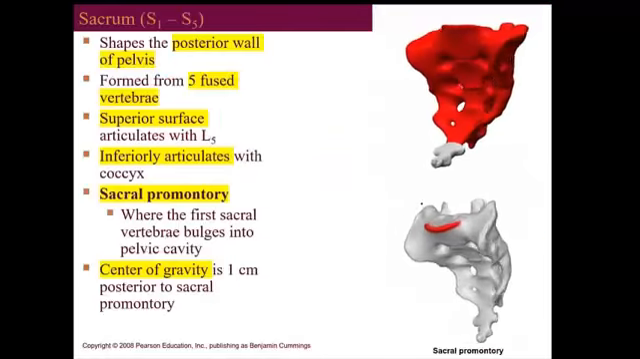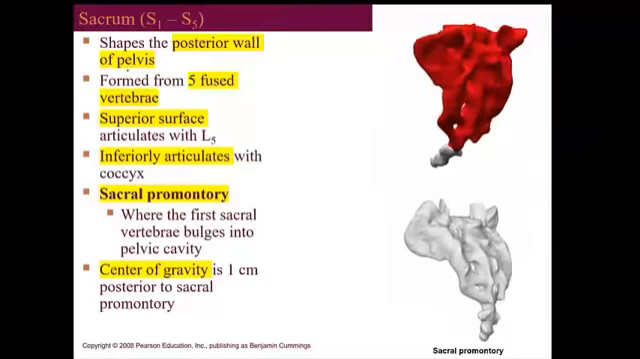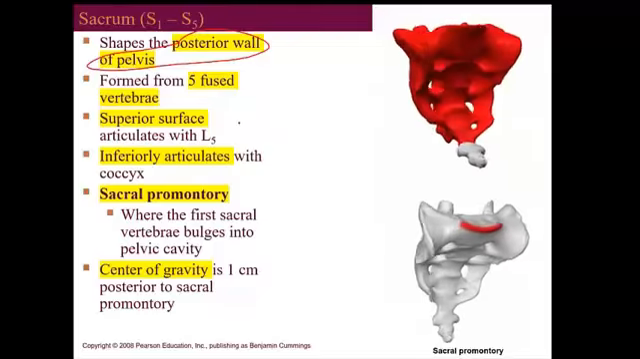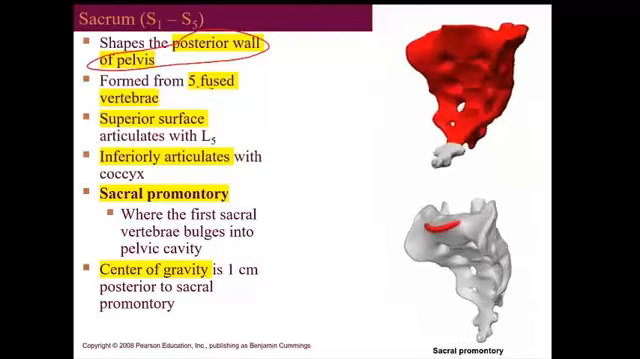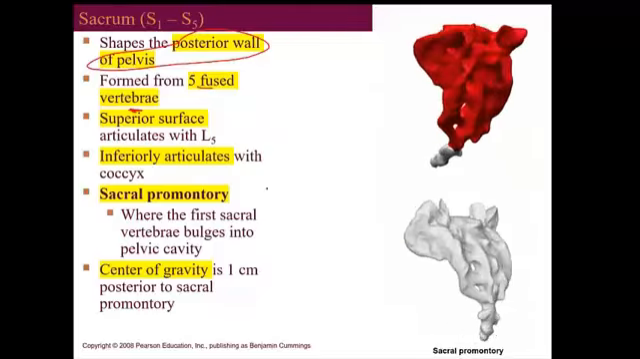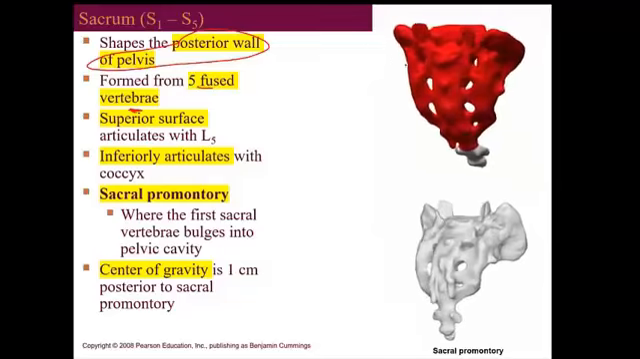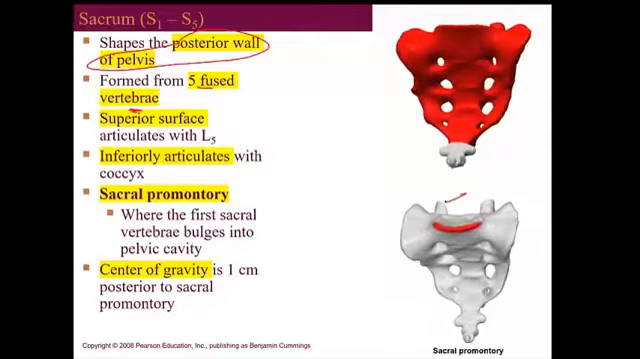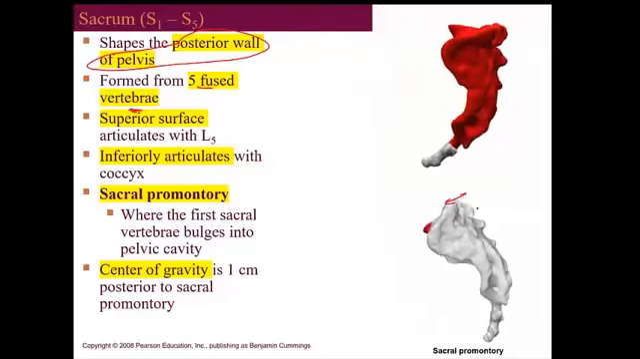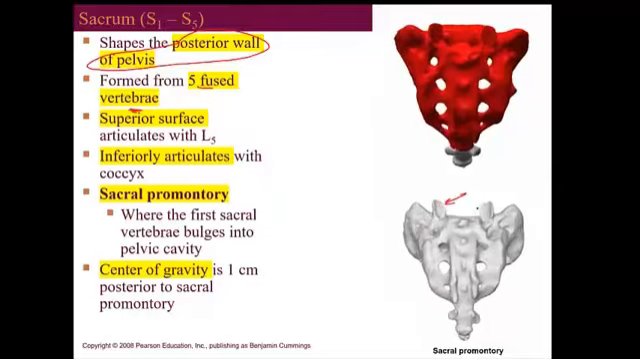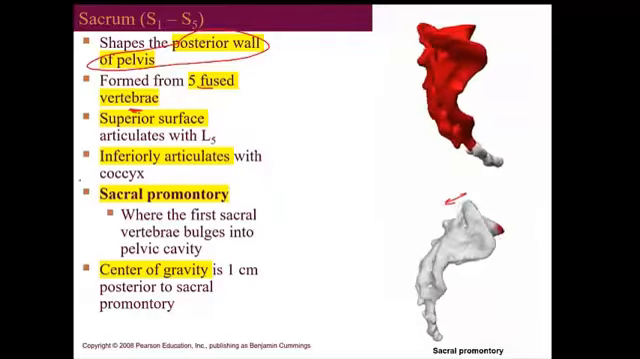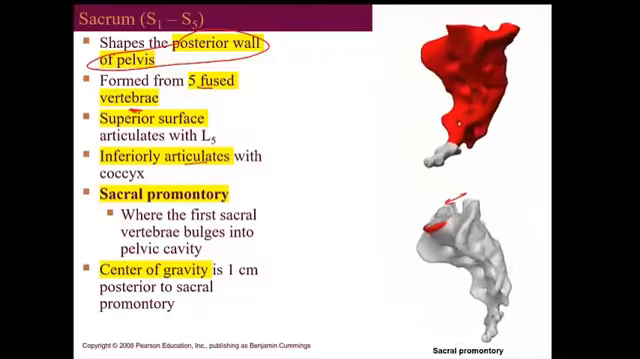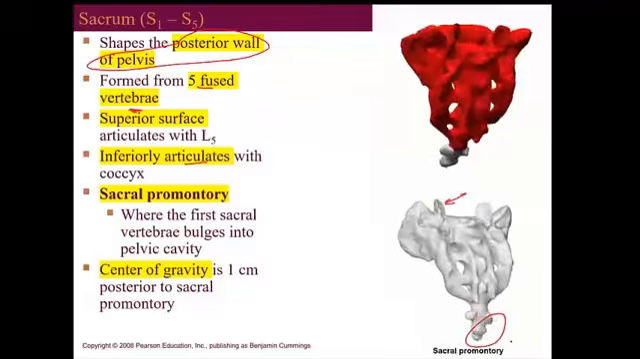All right, so sacrum is just one. It has 5. Okay, it shapes the posterior wall of the pelvis. So that's one that connects the 2 pelvic bones to the back. It's made out of 5 fused vertebrae. And the superior surface articulates with L5. So this is the superior articular process. Okay, that's one that will articulate with L5. Inferiorly, the distal part of that sacrum is the one articulating with the coccyx at the bottom.